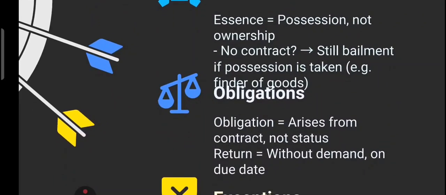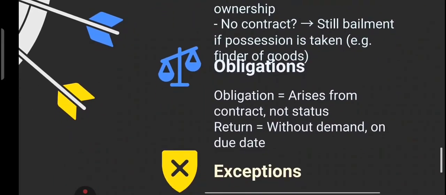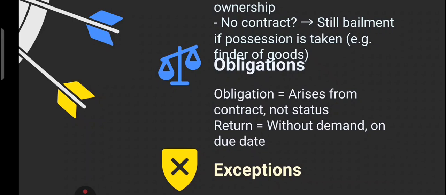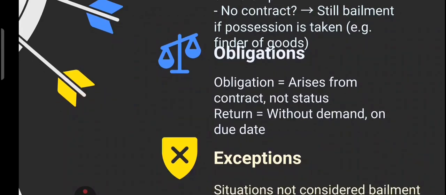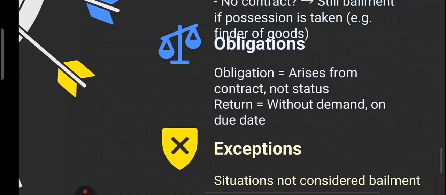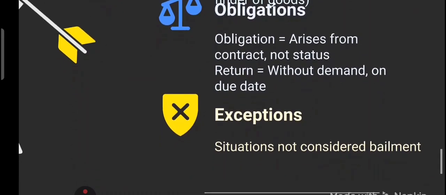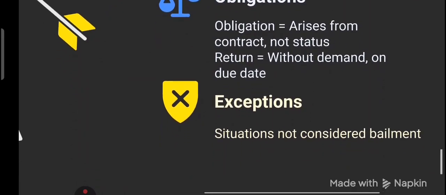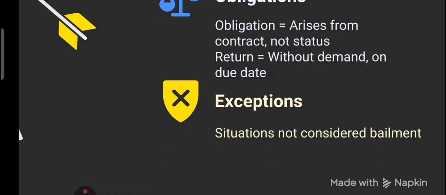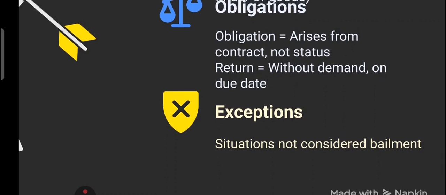Now if you look at the bailee's obligation, the bailee's responsibility begins from the contract, not from the ownership, not from the status. They are expected to return the goods on the due date without any reminder or demand. Now there are some exceptions. Of course, not every handover is bailment. There are specific exclusions. Some situations simply do not meet the legal conditions to be treated as bailment.